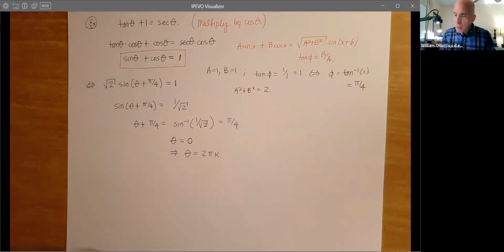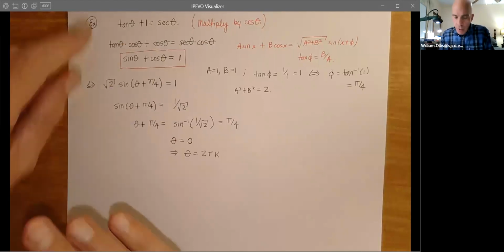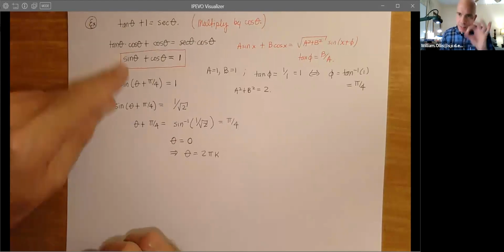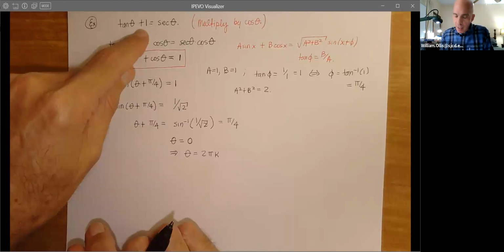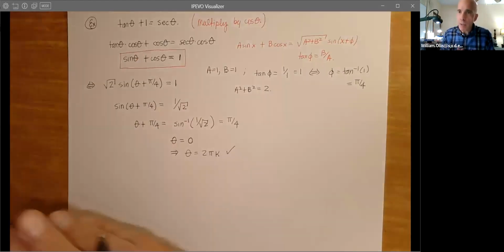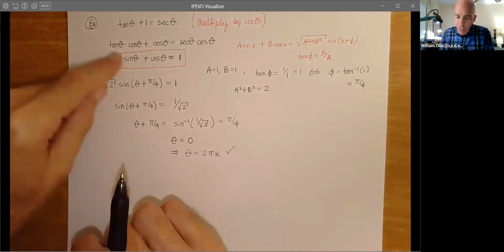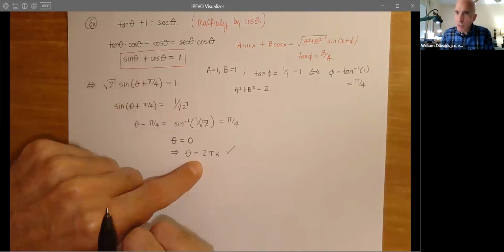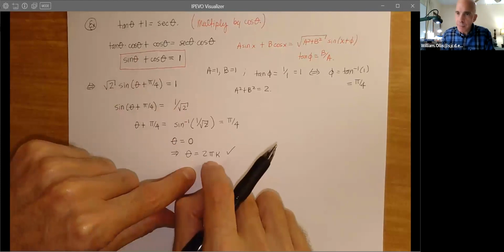Now, what's interesting about this is that when we check the original, that's good too. Because what's tangent of 2 pi k? That's 0. Any multiple of 2 pi, the tangent is defined, that's 0. Plus 1, and secant of any multiple of 2 pi is 1. So 1 equals 1, cha-ching, okay? So even though we multiplied this equation by cosine, this did not turn out to be extraneous. So all of our solutions must contain this.